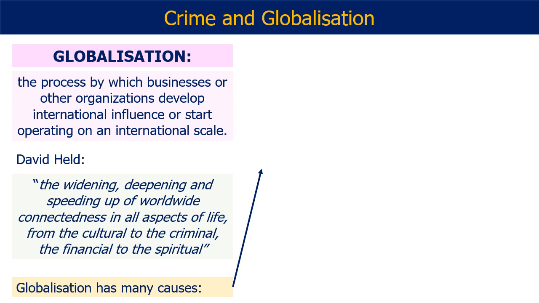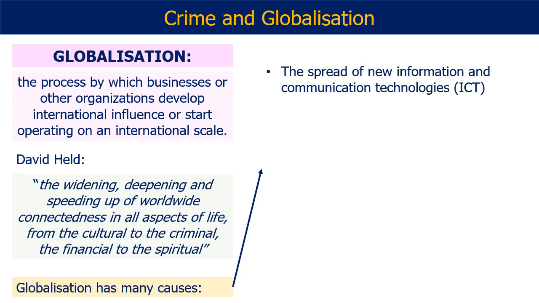Okay, it can spread new information and communication technologies through ICT. It has really been influenced by and an influence on global mass media. Globalisation has also been a result of and caused cheaper air travel. Okay, the ability to move around the planet. Remember, globalisation is often described as the planet becoming a smaller place.